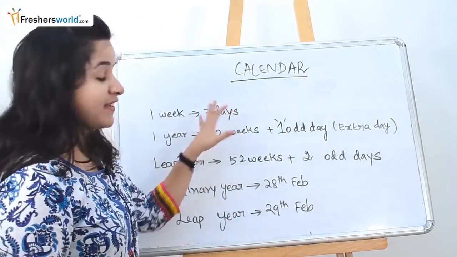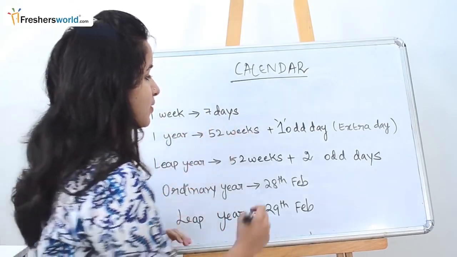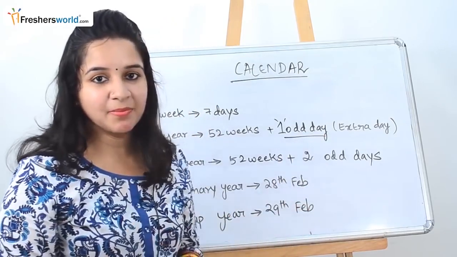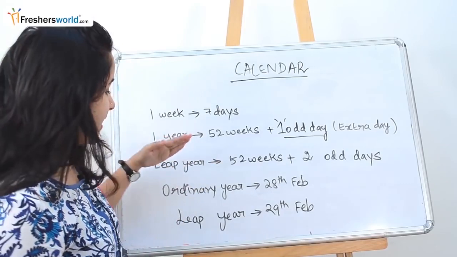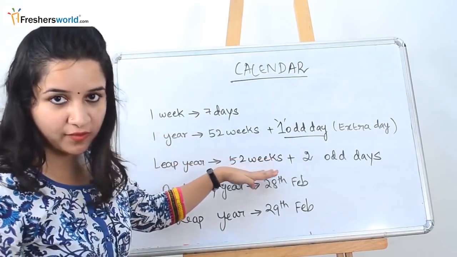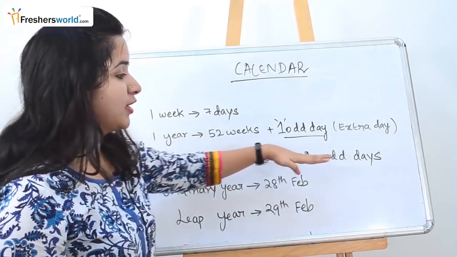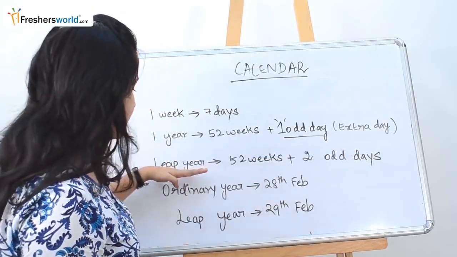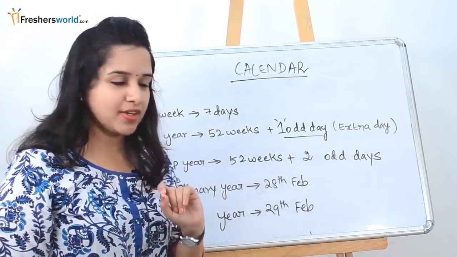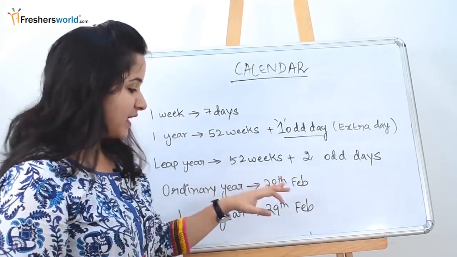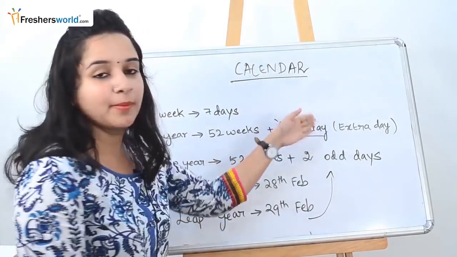One week has 7 days. Then 1 year has 52 weeks plus 1 odd day. An odd day is nothing but 1 extra day in a year. This is for a normal year. In case of a leap year, we have 52 weeks and 2 odd days. Why in a leap year do we have 52 weeks plus 2 odd days? That is because in a leap year there will be 1 extra day. The February that ends every year on 28th Feb will end on 29th Feb, and hence this extra odd day from a normal year.